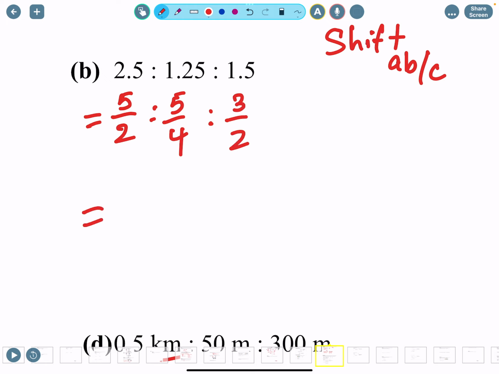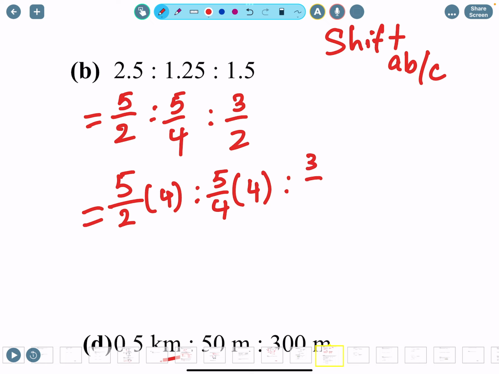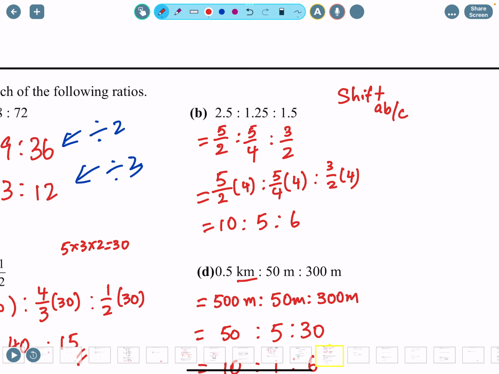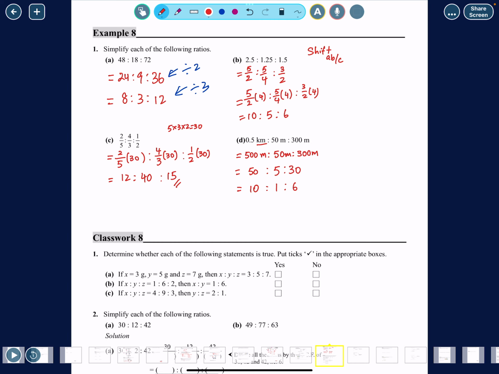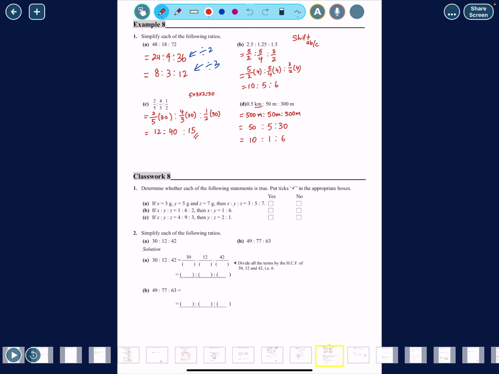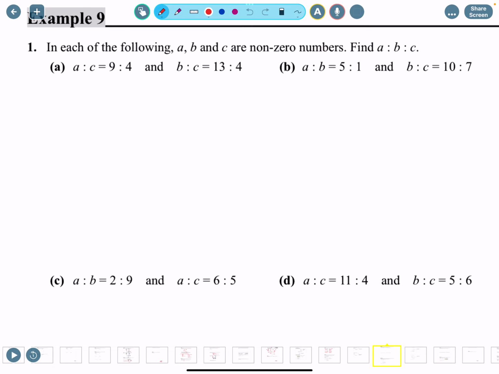Then we have to remove the fraction. I will multiply everything by 4. Let me write it for you. Sorry, I'm rushing because I'm really in a rush. 5 times 4 divided by 2 is 10. Then this will be 5. 3 times 4 divided by 2 is 6. And then you cannot divide any more. So we stop there. That's how you handle decimals, most likely. I'll see if I can figure out an easier way, hopefully.